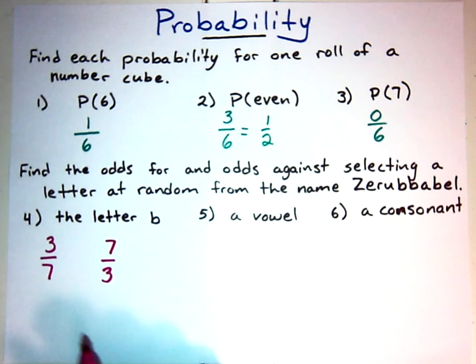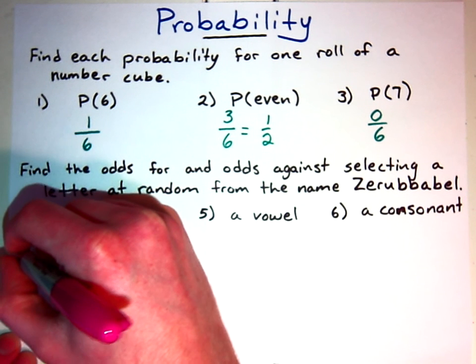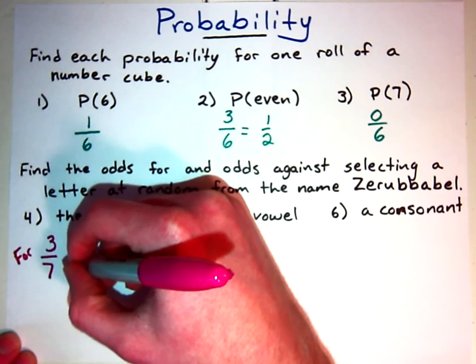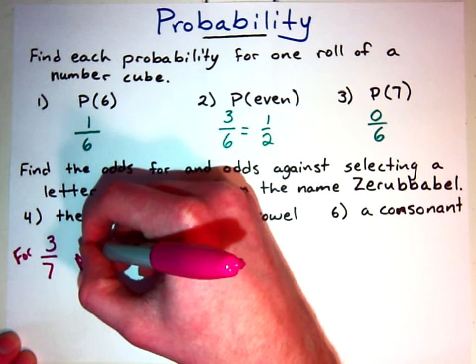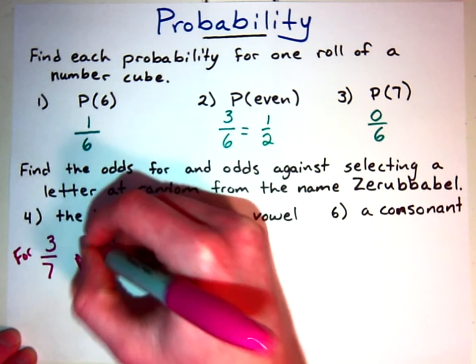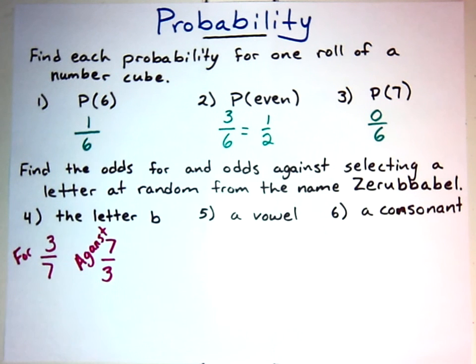Okay? And I can label those if you want to make sure you've got that noted. Against. Okay? Or if you're skipping through this lesson and you don't know what I just said because you just skipped to this point. Okay? Odds for, it's 3 over 7. Odds against, it's 7 over 3.